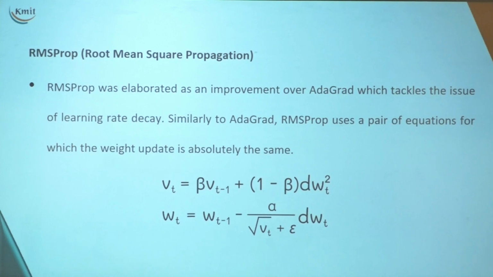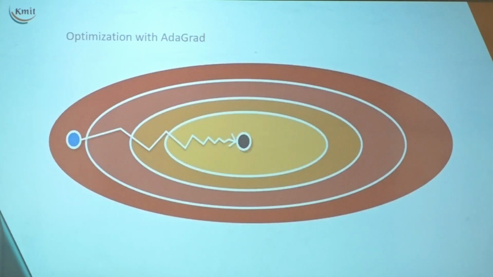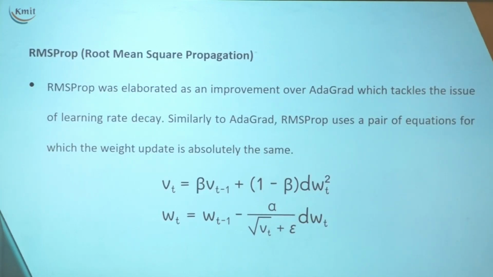Hence we go for the next algorithm, which is called RMSprop. So instead of just squaring, I'll go for root mean square. So what is that? RMSprop, root mean square propagation.